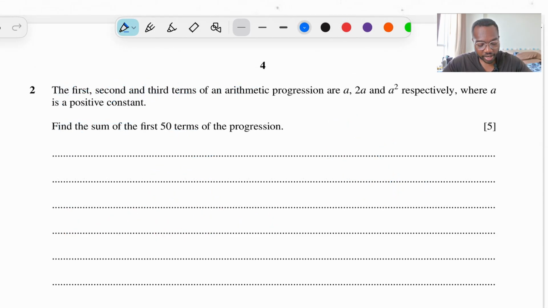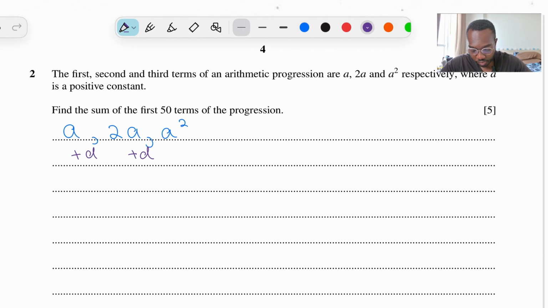For question 2, we have that the first, second, and third terms of an arithmetic progression are a, 2a, and a squared respectively, where a is a positive constant. Find the sum of the first 50 terms of this progression, okay? So if we have an arithmetic progression, we have a, then we have 2a, and then we have a squared. And we know that because it's an arithmetic progression, we have a common difference, so we plus d each time, and that gives us our next value.